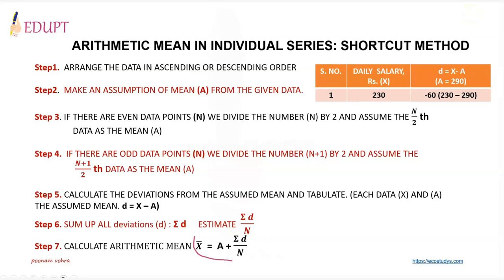X bar is equal to a plus summation of deviations divided by n, where a is assumed mean, sigma d is the summation of deviations, and n is the number of observations. Let's have a look at the numerical example to understand these steps clearly.